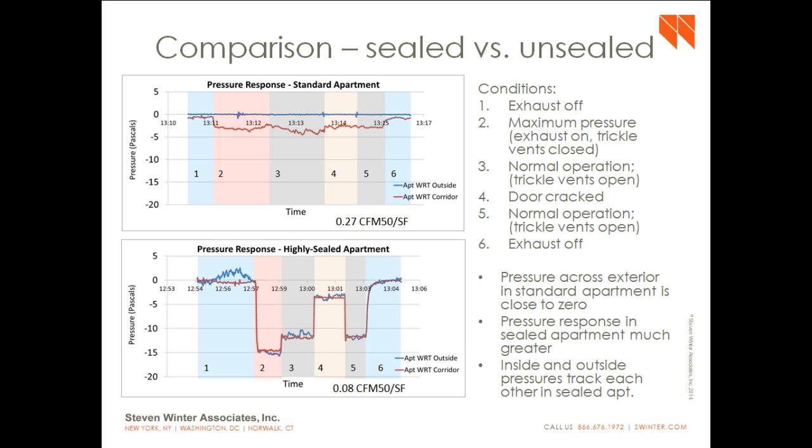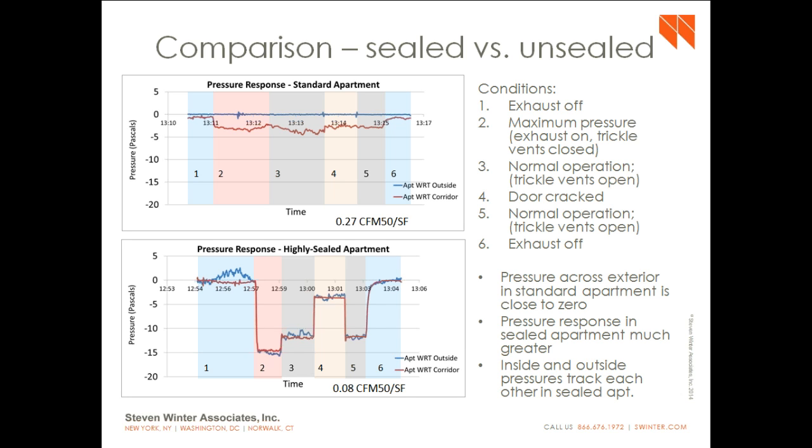And then we also cracked open the front door to the apartment, the corridor door. The reason we did this is that sometimes, since we're logging in a building in which people are still working, they enter the apartments and then forget to close the door tightly. So we want to know what it looks like when this door is just cracked. And then we close the door again, trickle vents are open, exhaust fans on. That's state number 5, and then number 6 is we turn the fans off again.